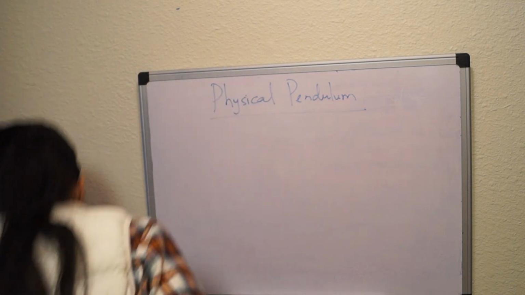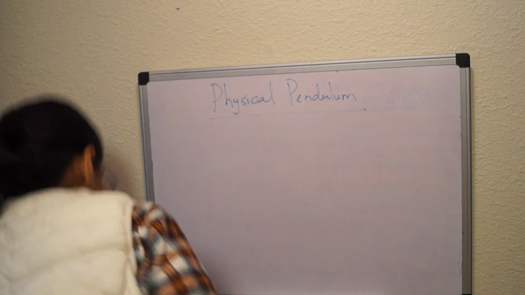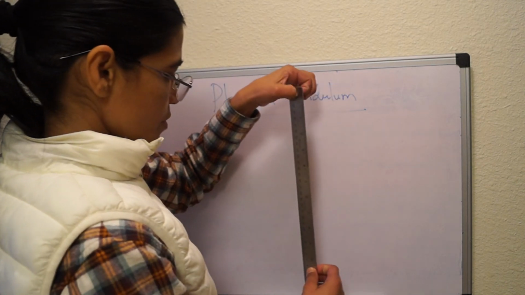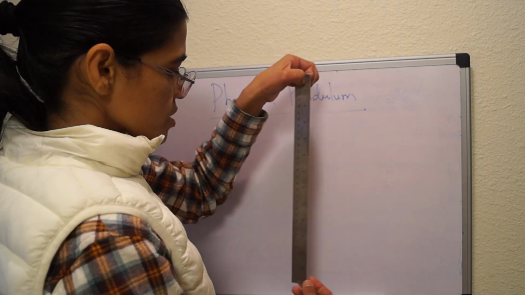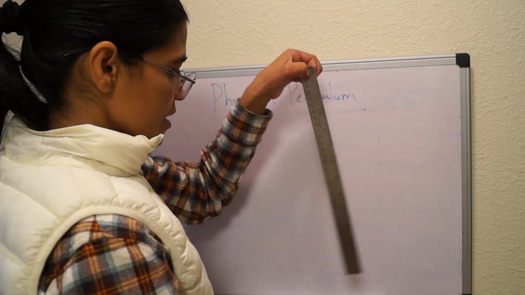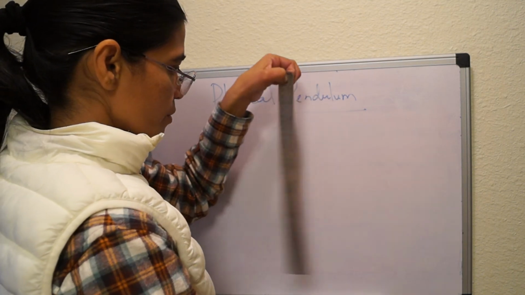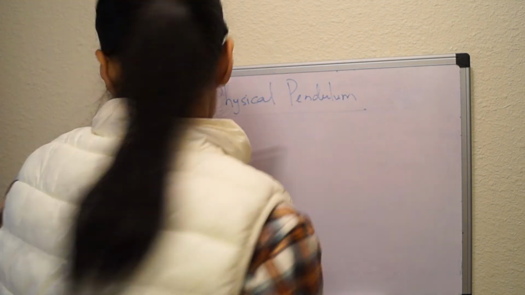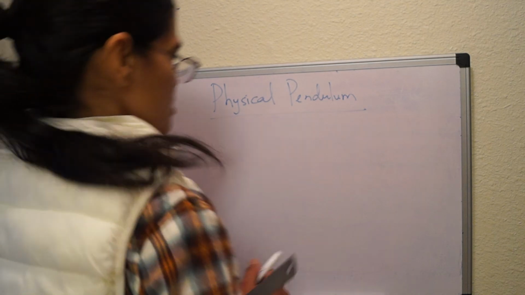Oh, maybe my hand is better. I thought the ruler would do better, but maybe not. Okay, you guys got the idea, right? So it also exhibits simple harmonic motion. Okay? So for physical pendula, I'm going to draw this over here.